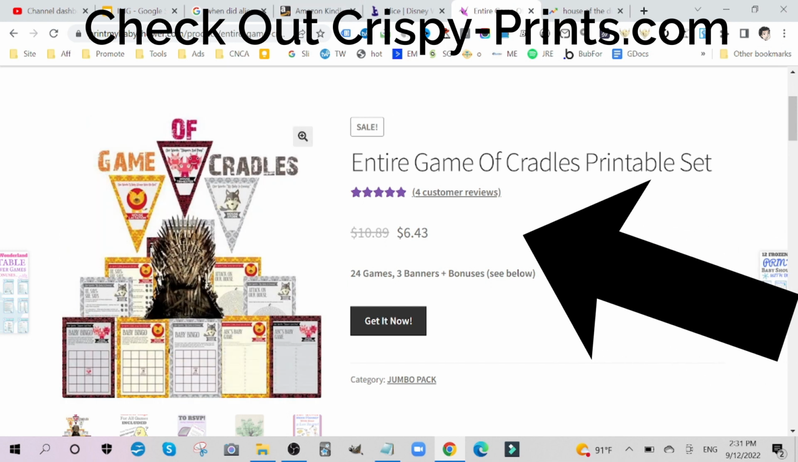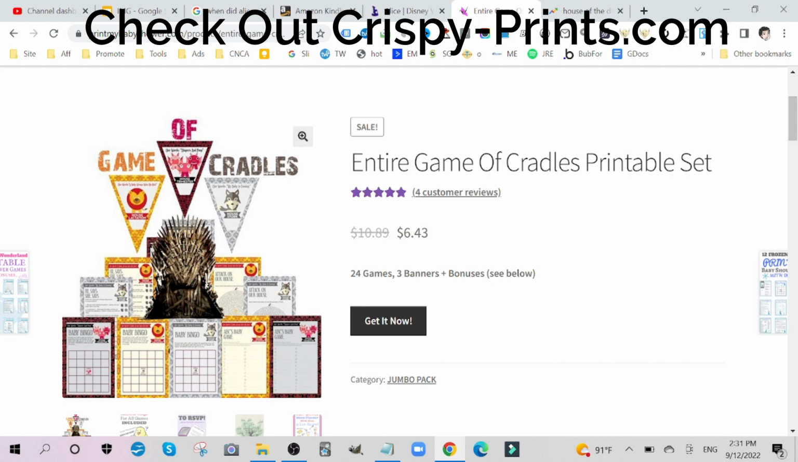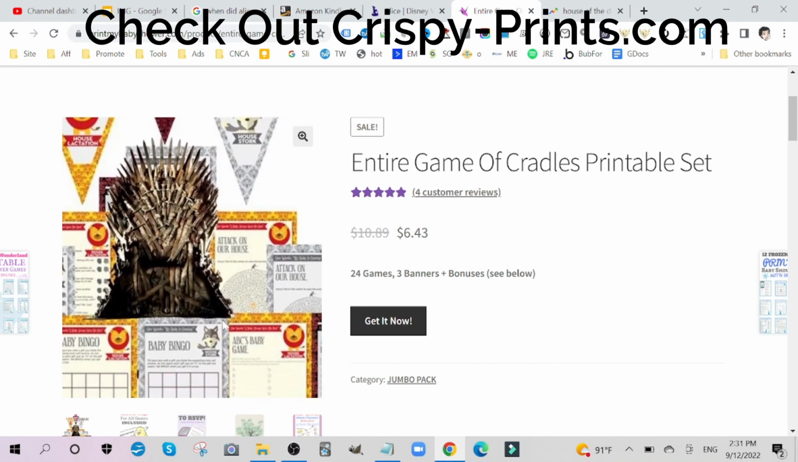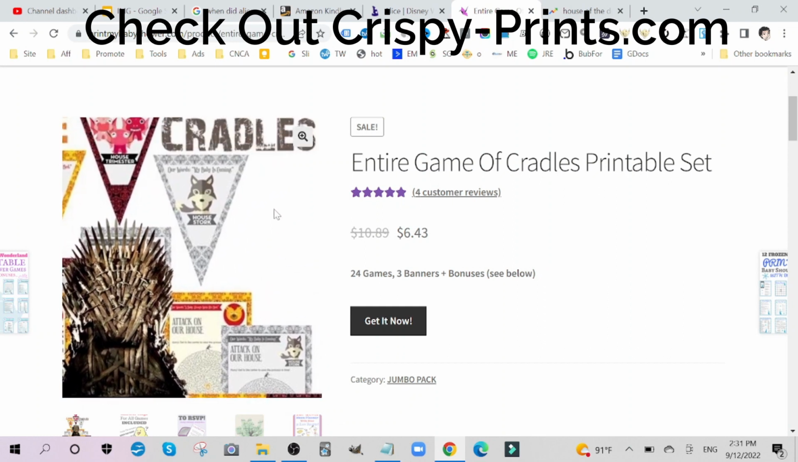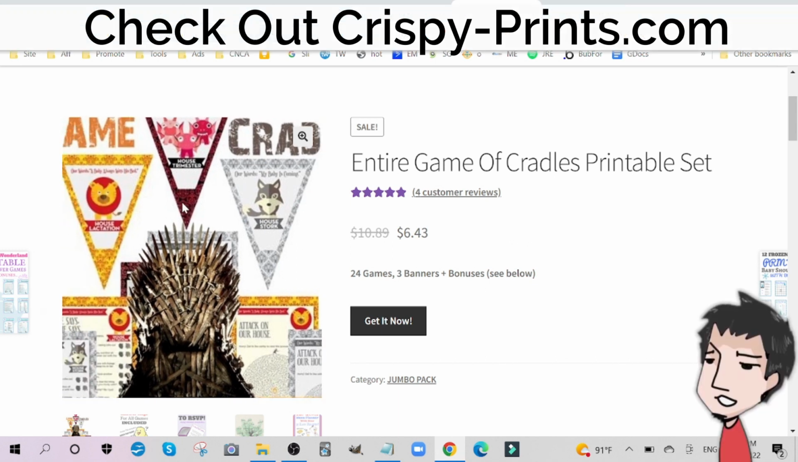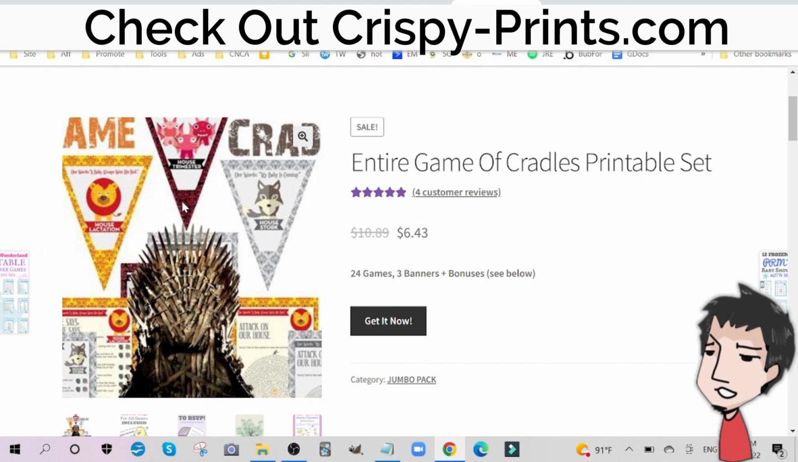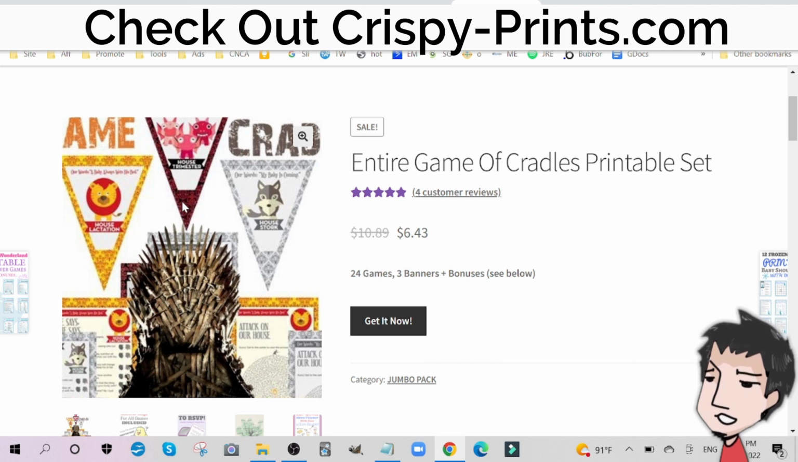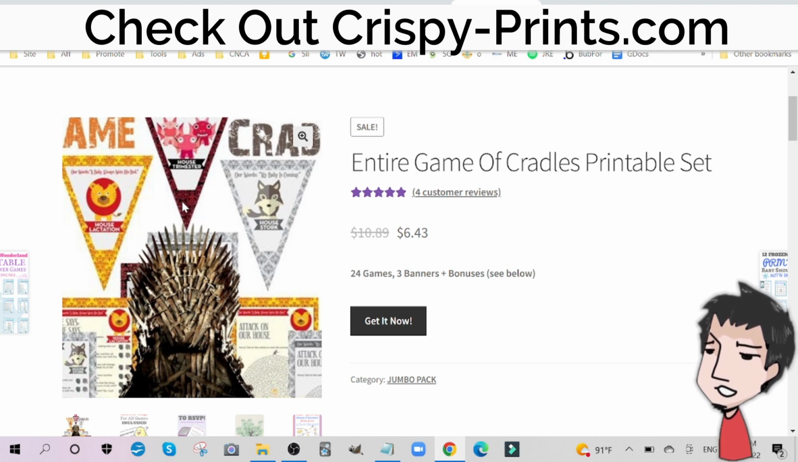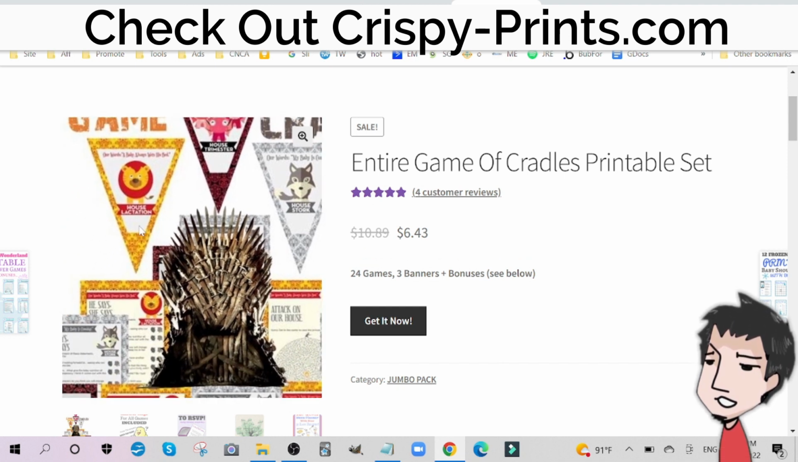It says entire Game of Cradles printable set. So instead of Game of Thrones, I have Game of Cradles. Even the language within the games, for example, instead of saying House Stark, I say House Stork, playing on the whole baby's coming. Instead of House, what's another family within the TV series? Instead of saying House Targaryen, I say House Trimester. Instead of saying House Lannister, I have House Lactation, right?